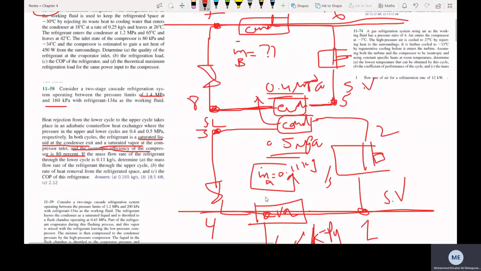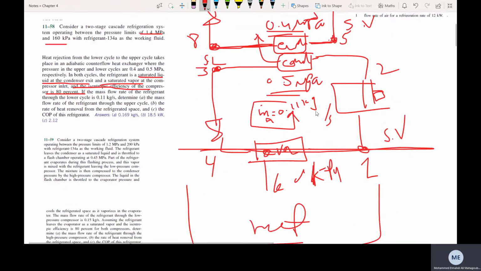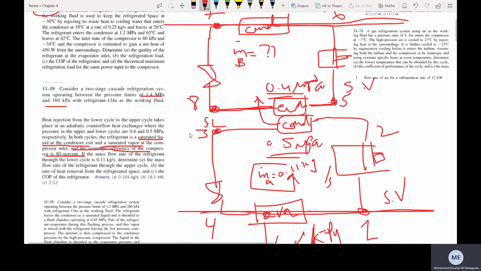If we only operate one cycle, then this heat will be rejected. Instead, we put another cycle so that the heat will be rejected to that cycle, and after that the heat will be rejected. This will increase the COP of the cycle. So that's a complete cycle, but it consists of two parts.